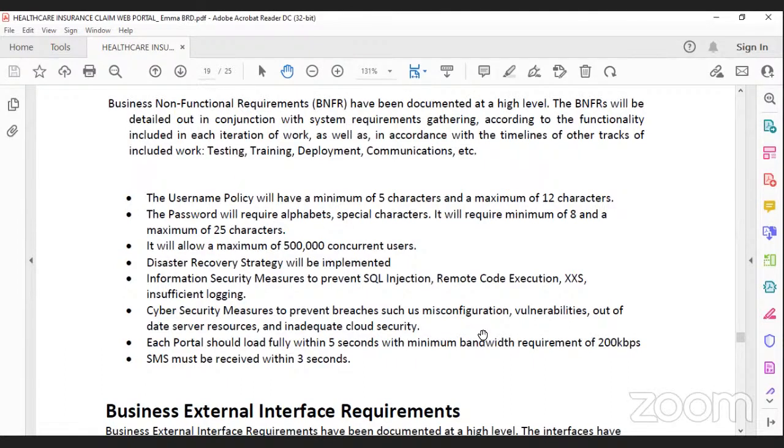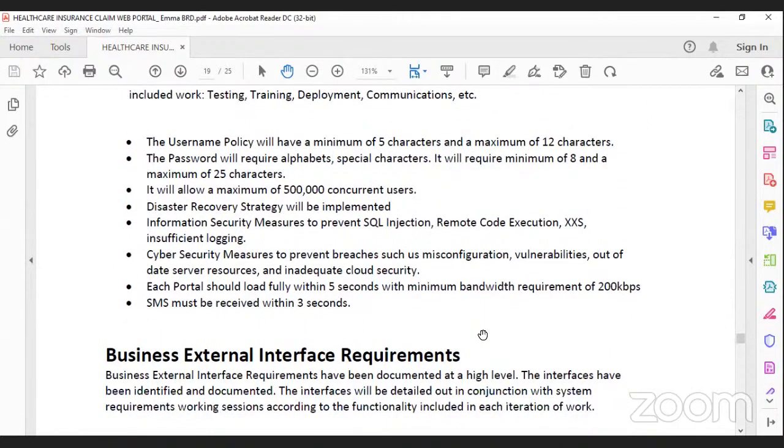It will allow a maximum of 500,000 concurrent users. And a disaster recovery strategy will be implemented, whether long-term or short-term. We are going to implement all these disaster recoveries for recovering any unforeseen issues. Information security measures: preventing SQL injection, remote code execution, cross-site scripting XSS, and insufficient logging. Yes, cybersecurity measures to prevent breaches such as misconfiguration vulnerabilities, data server resources, out of date server resources and inadequate cloud security.